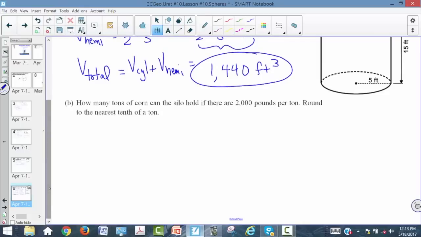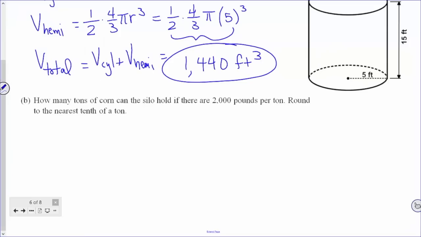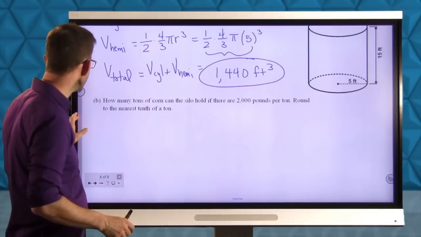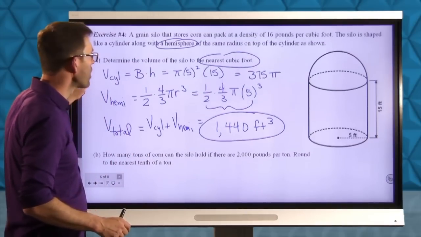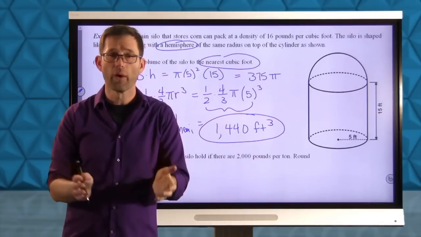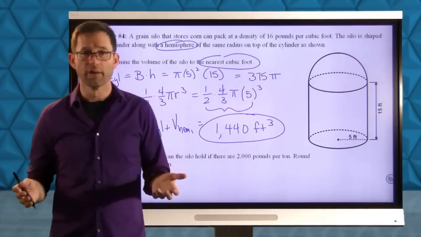Now, letter B. How many tons of corn can the silo hold if there are 2,000 pounds per ton? Round to the nearest tenth of a ton. All right, well, wait a second. Most of the time when you're talking about large quantities of animal feed or corn or wheat or whatever, you talk about it in terms of tonnage, all right?